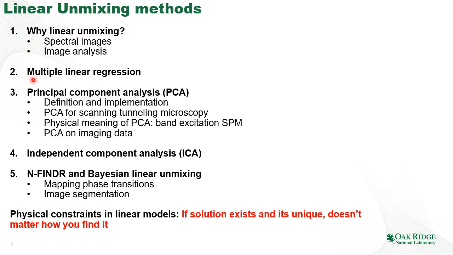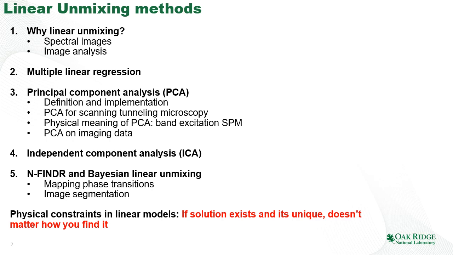We are going to consider the simple case of the multiple linear regression for the case when we know how the individual components behave. And we will spend most of the time in this lecture discussing the principles and applications of the principal component analysis. Then we are going to get a brief idea of how the independent component analysis works and discuss the two very important physics-related techniques, including the N-FINDR and the Bayesian linear unmixing, and see how they can be applied for mapping phase transitions and image segmentation.